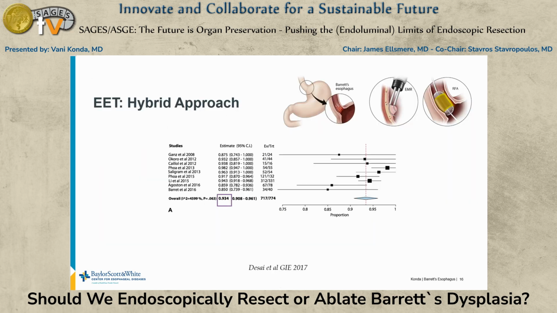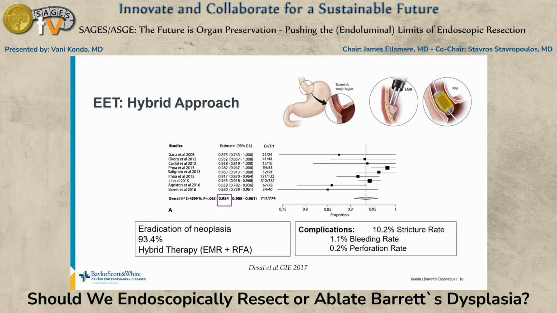Perhaps the best is to take the best of both worlds and to resect with EMR and then perform radiofrequency ablation for the rest of the lining. And this indeed gives us comparable rates of endoscopic eradication of neoplasia with a much more favorable complication profile. And this is probably our standard approach for patients with high-grade dysplasia and intramucosal carcinoma.